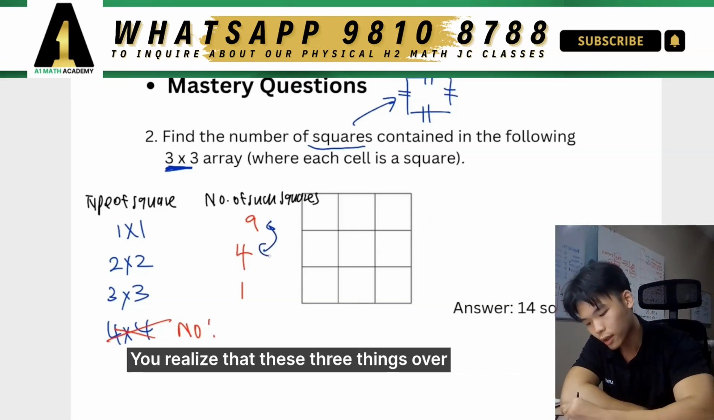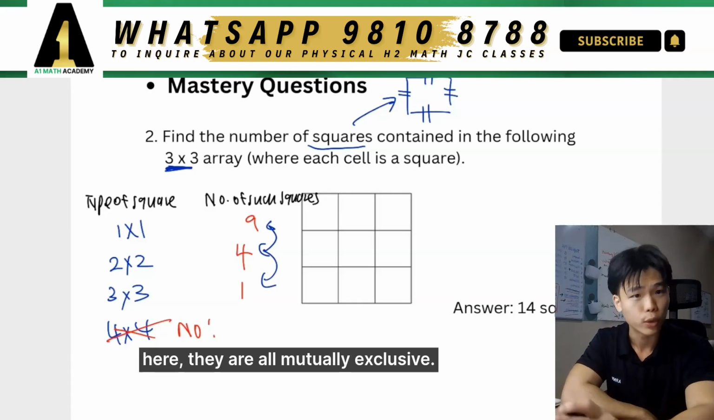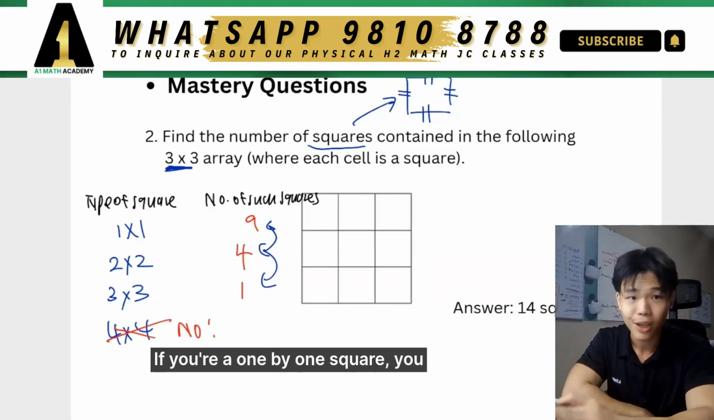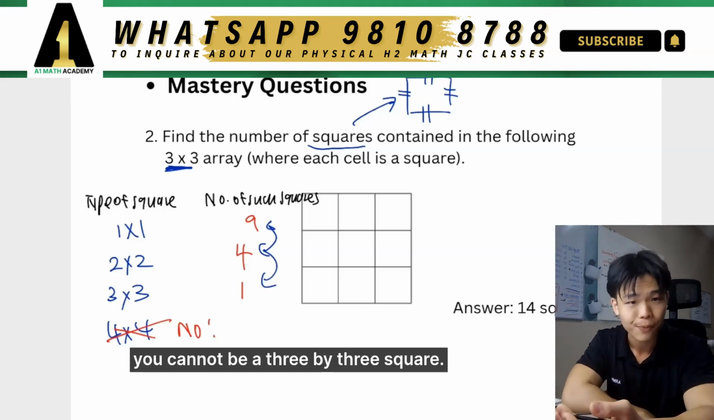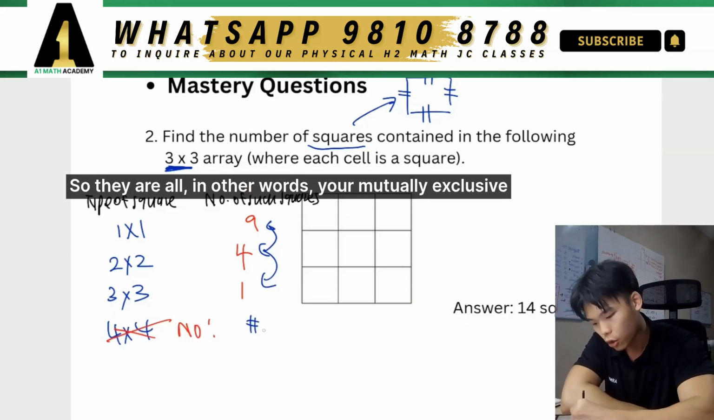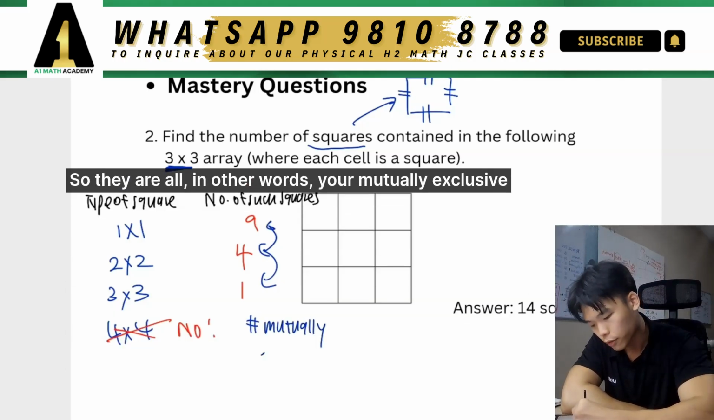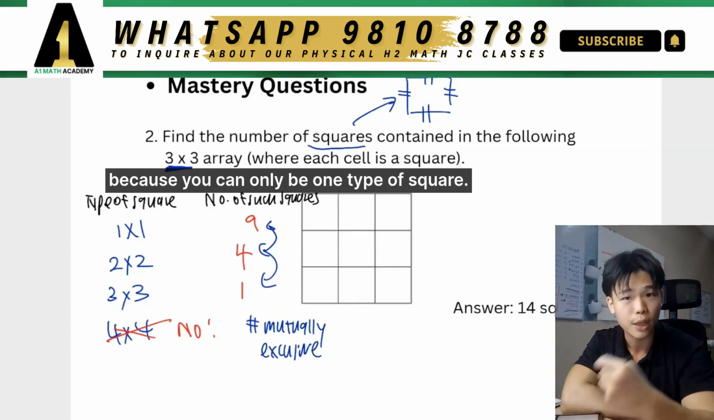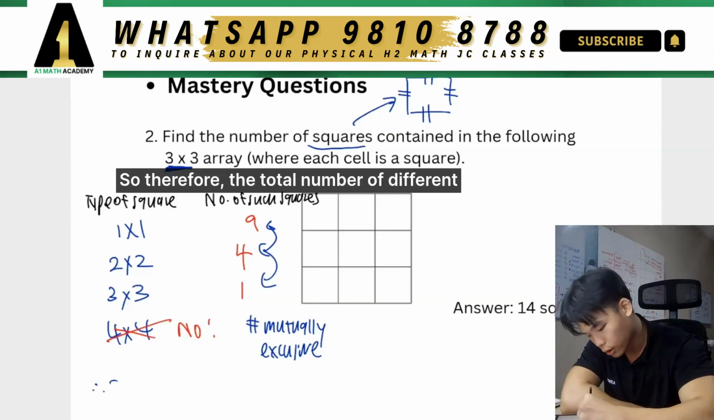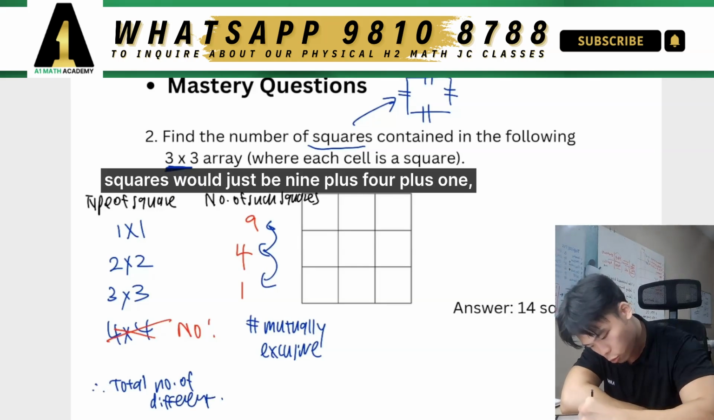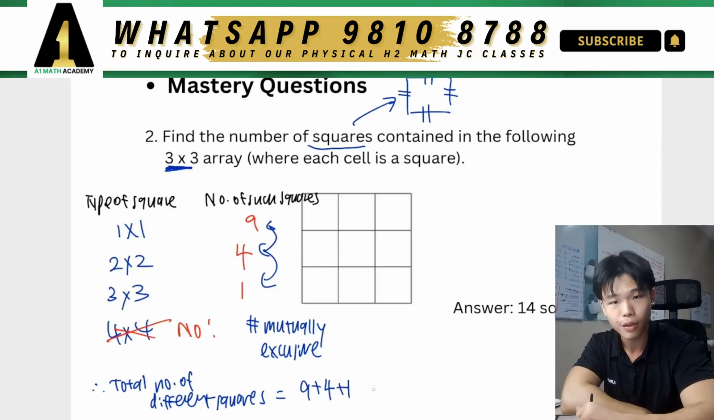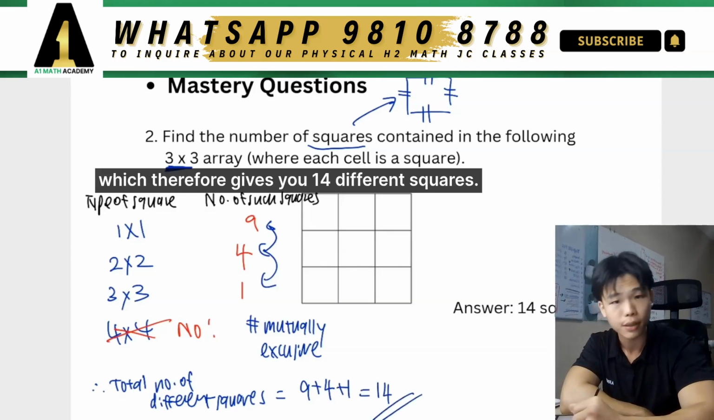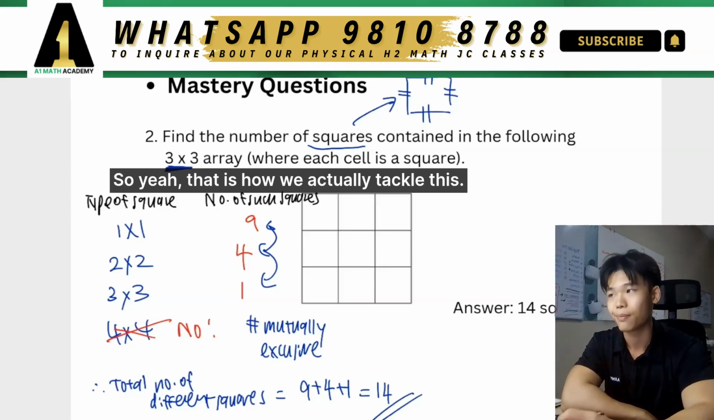Now, what is the total number of different squares, right? You realize that these three things over here are all mutually exclusive. If you're a 1 by 1 square, you cannot be a 2 by 2 square. Likewise, if you're a 2 by 2 square, you cannot be a 3 by 3 square. So in other words, they are mutually exclusive, because you can only be one type of square. Therefore, the total number of different squares will just be 9 plus 4 plus 1, which gives you 14 different squares. That is how we tackle this.